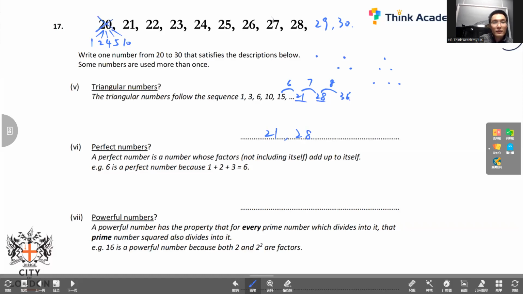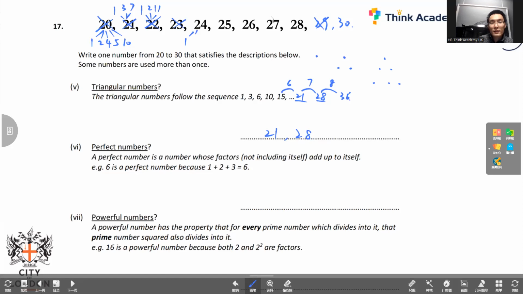And then 21. 21 has factors 1, 3, 7, and itself, but not including itself. So add them together. 1 plus 3 plus 7 is 11. It's not itself, so no. 22, we have 1, 2, 11, and then 22. So it is 11 plus 1 is 12. 12 plus 2 is 14, so no. And then 23 is a prime number, definitely no. And then we can cross away the 29 as well, since it's a prime number.